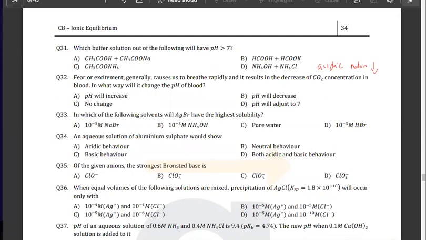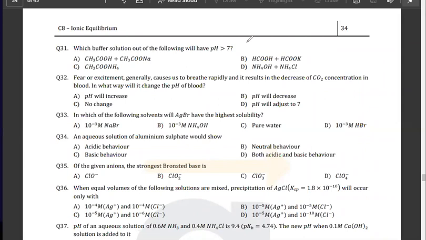Tell me, guys. Ronak, tell me, if CO2 decreases, the acidic nature will decrease because CO2 is an acidic oxide. What will happen to pH? If acidic nature will decrease, pH will increase. Okay, so the answer is A. Got it? Now 33.